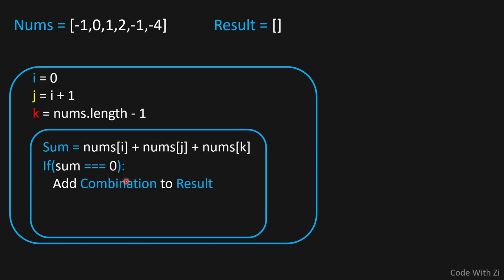This is our combination. If it was not equal to 0 and it was greater than 0, we wanna decrement k. So if our sum variable was greater than 0, we're gonna decrement k, and else we're gonna increment j. This way we're gonna find all the triplets that are gonna be equal to 0. And then at the end, we're gonna return our result.